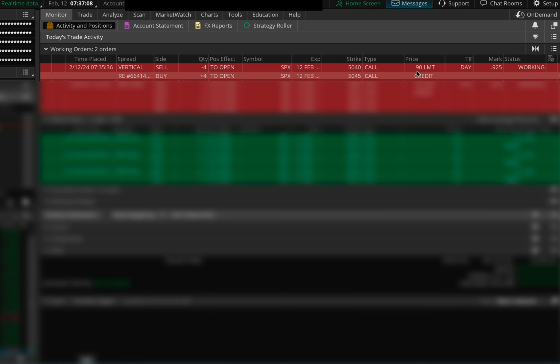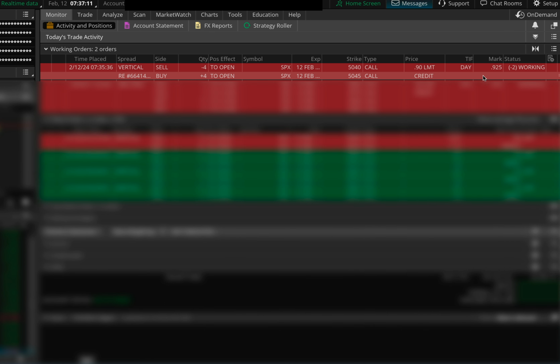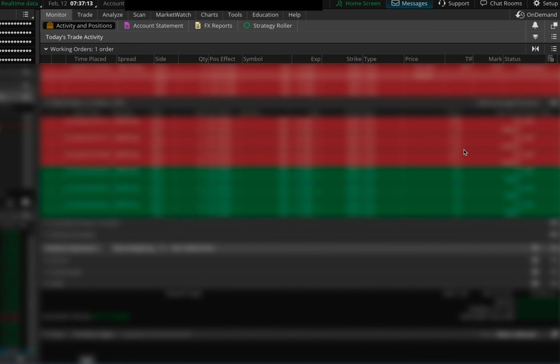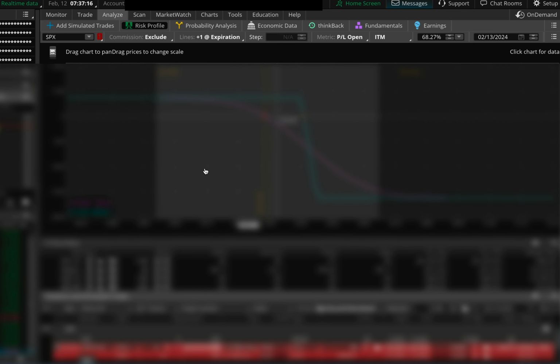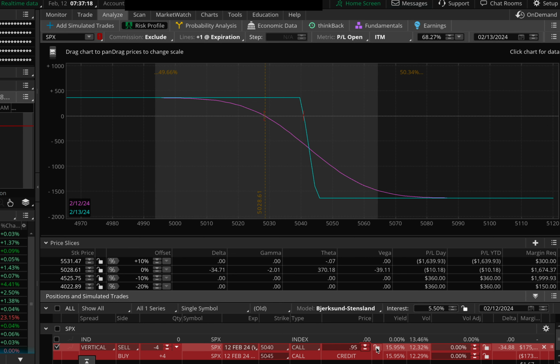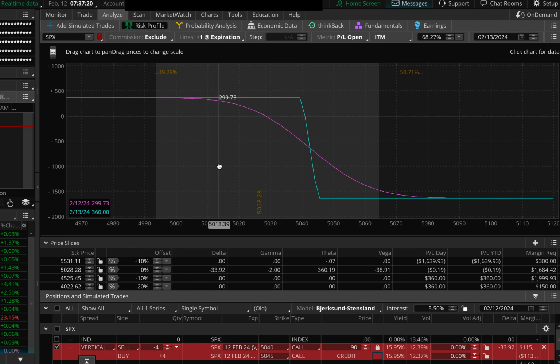We're just waiting patiently to get filled at 90. We should get, there we go. So we got filled at 90. So 4 contracts on at 90. Let's go over here. We'll lock this in. So there we are at 90.